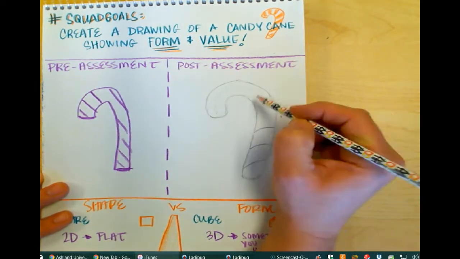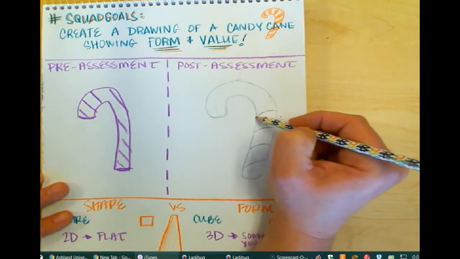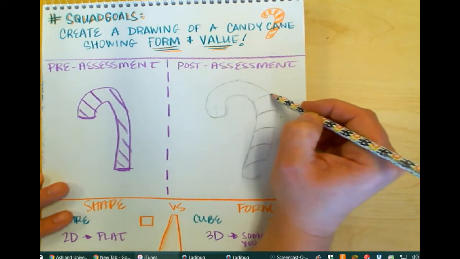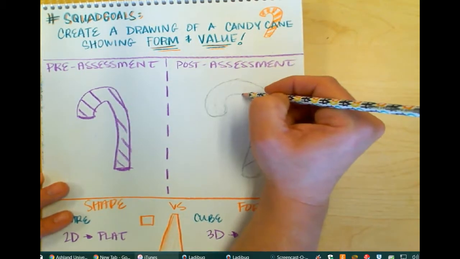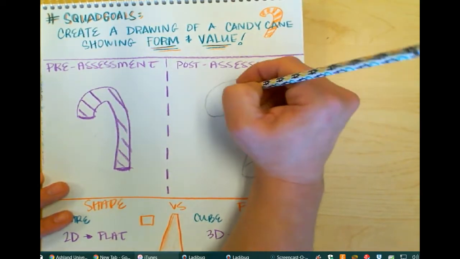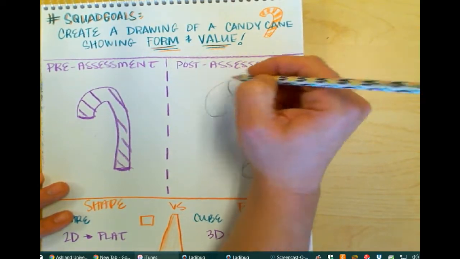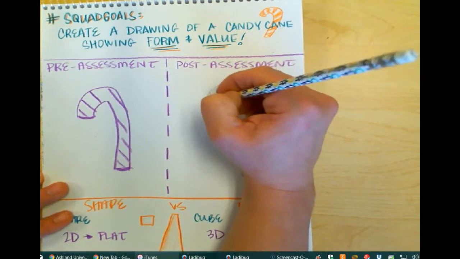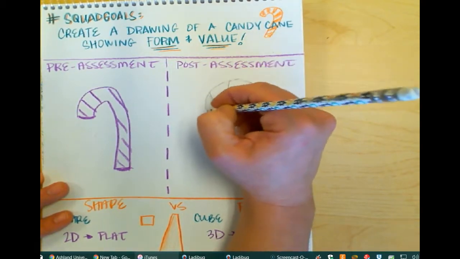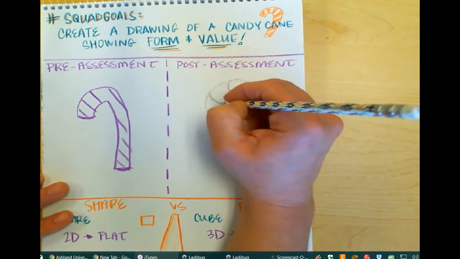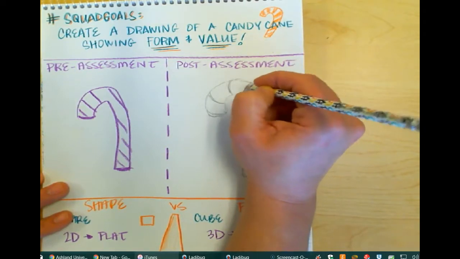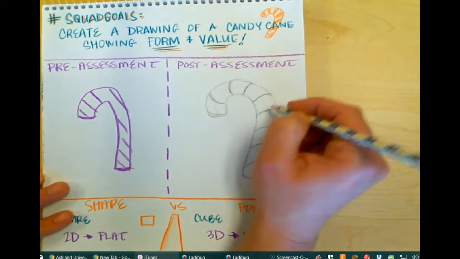And again, these sections should also be consistent. So you don't want any too close to each other or too far away. You want it to be pretty consistent. And sometimes you have to play around with the placement of the lines because it gets a little bit weird around the crook of the candy cane. So even I mess that up sometimes and it looks kind of strange. So this is why we're practicing in our sketchbook first.